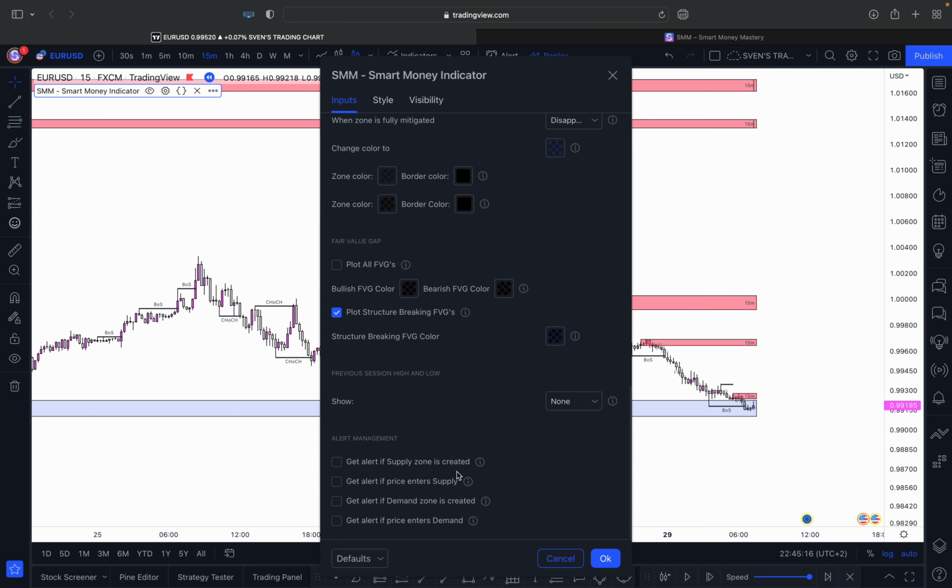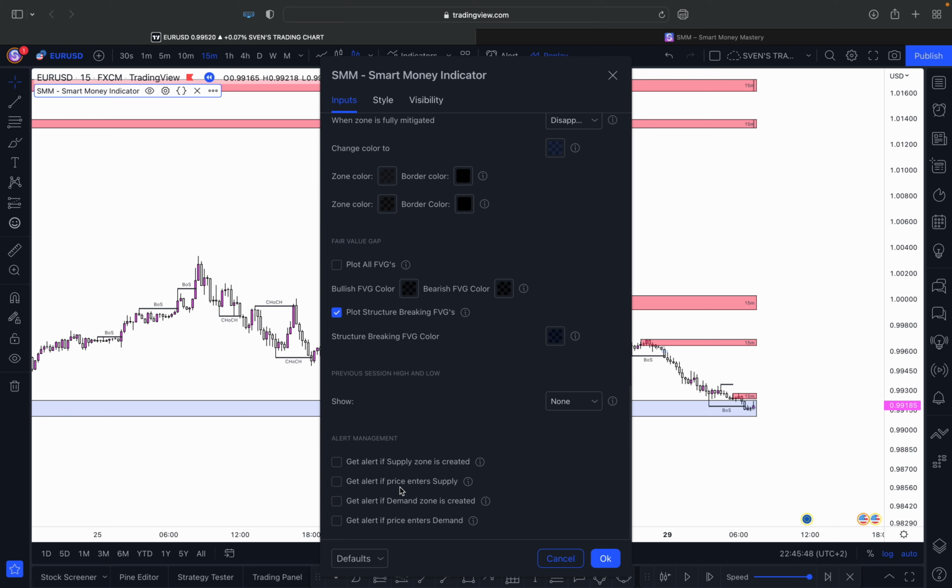Then we have the alert management. You can get an alert if a supply zone is created, or you can get an alert if price enters supply zone, which is very handy for people that don't really have that much time to trade. So when they receive a notification on their phone that price entered their supply zone, then they can basically grab their phone and start trading. So they won't waste basically half of their day on looking at the charts. You can get an alert if demand zone is created, or you can get an alert if price enters demand.